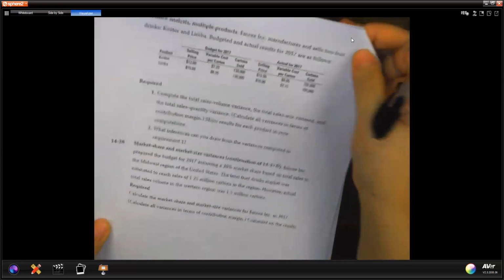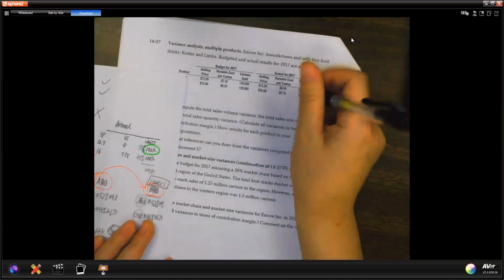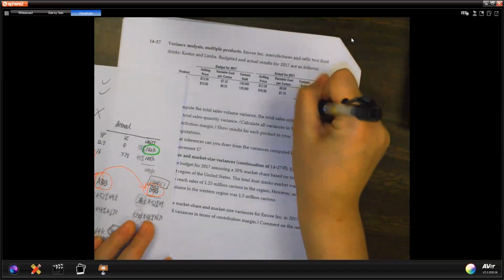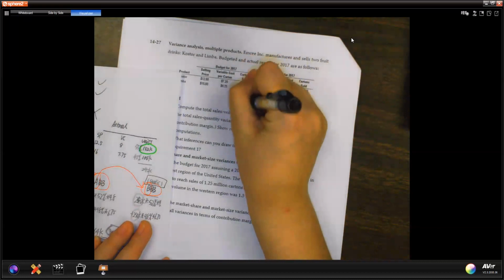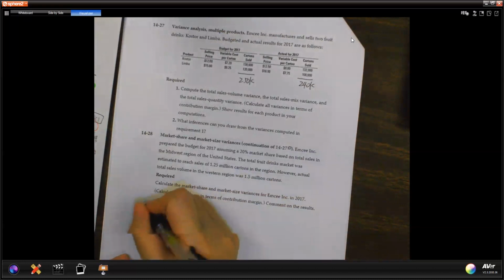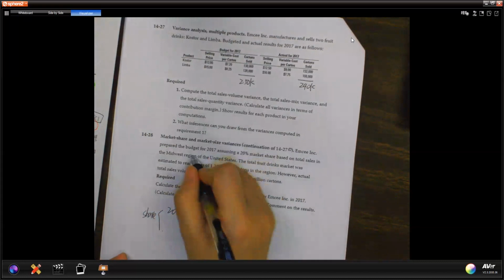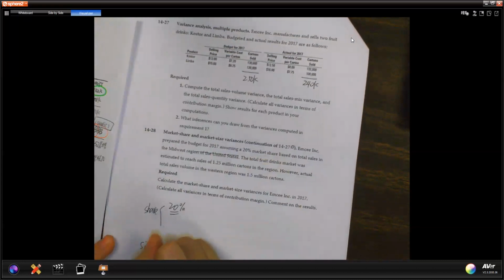What I really want to do here is to talk about the market share and market size. You found out that your total actual sold is 240,000 for two products, and the budget is 250,000. That's your company. The question said your market share, you thought, will be 20%. This is your budget. And then you also have the size. You thought it would be 1.25 million, but it changed to 1.5. So this is your budgeted, and this is your actual.